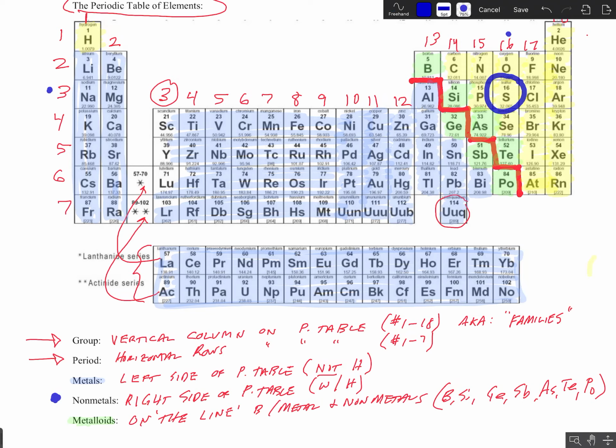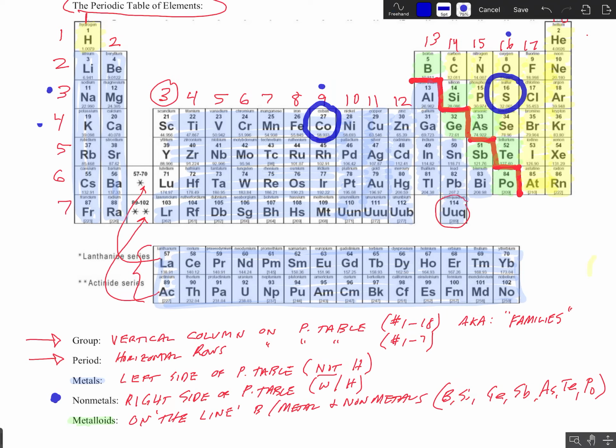Okay, what if I asked you this? What if I said identify the element in group number 9, period number 4, and tell me if it's a metal, nonmetal, or metalloid. So group number 9, right here, period number 4, right here. Did you identify the element CO, or cobalt? And did you call it a metal? All right, very good.